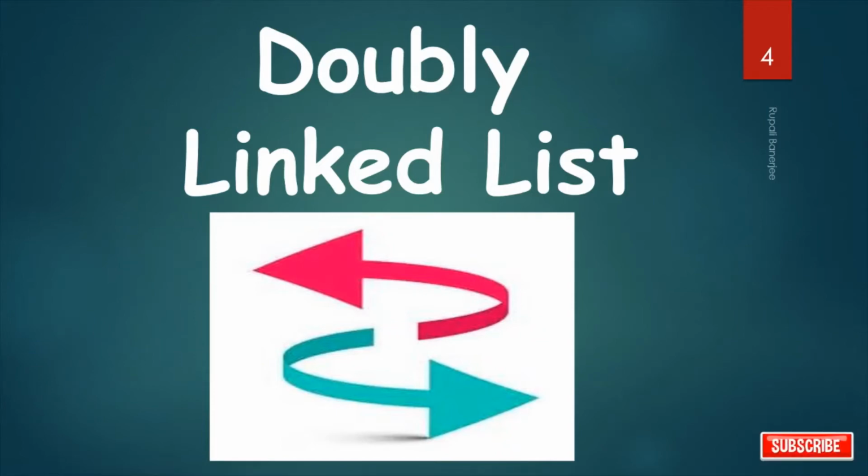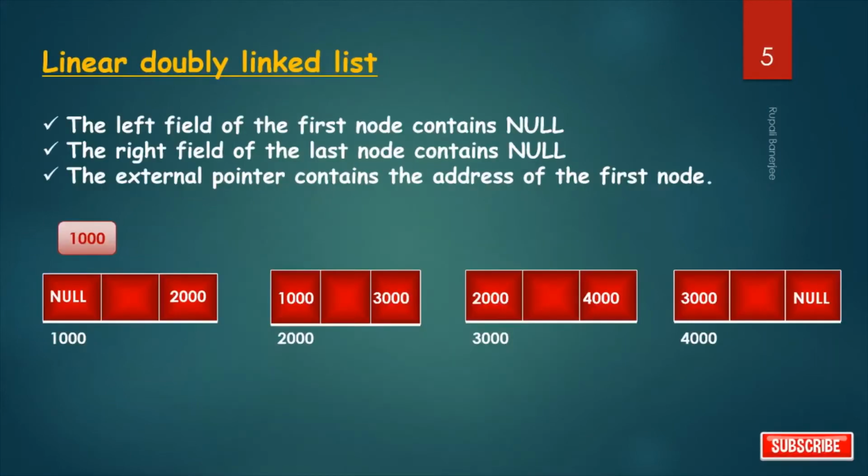In our previous video, we already learned what is doubly linked list. Doubly linked list is a type of linked list in which each node, apart from storing its data, has two links. The first link points to the previous node in the list and the second link points to the next node in the list. The left field of the first node contains null and the right field of the last node contains null. Then it is linear doubly linked list and the external pointer contains the address of the first node. These two links help us to traverse the list in both backward and forward direction.